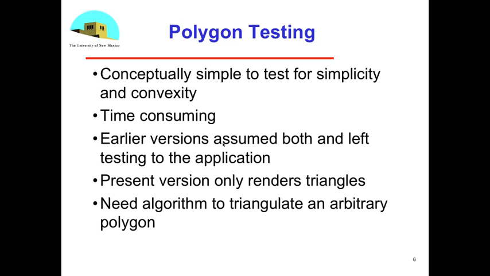programmers. So with triangles, it's not a problem, so we don't need to worry about that kind of issue. Convexity, we can have a lot of tests for, again, by looking at edges, but once more, it's too time consuming, and so we're going to say it's up to the application to do that, and by just saying we're going to render triangles, we don't have to deal with these problems.